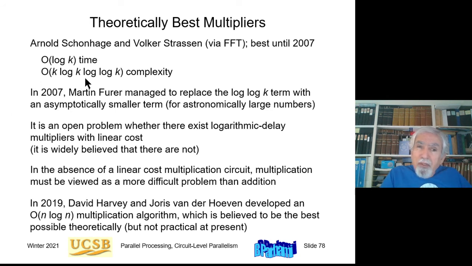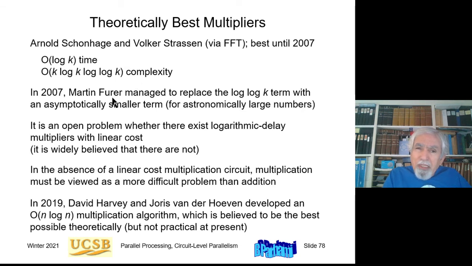Okay, so you immediately see that if this is basically the best we can do, which it isn't, I'll show you in a minute, then multiplication is a more complex operation than addition, because addition we could do in order log k time and order k complexity. We had some designs that had order k log k complexity, but we could reduce those to order k. Therefore, addition is a fundamentally simpler operation than multiplication.